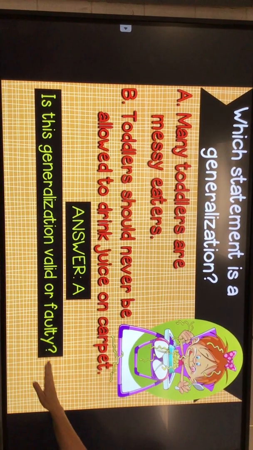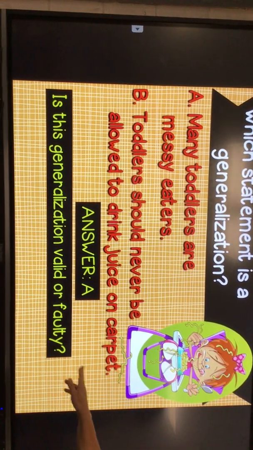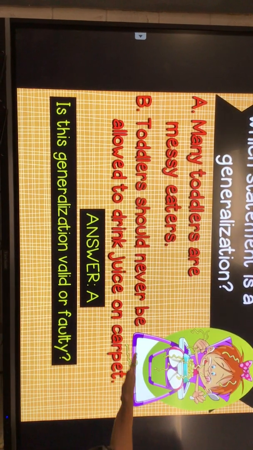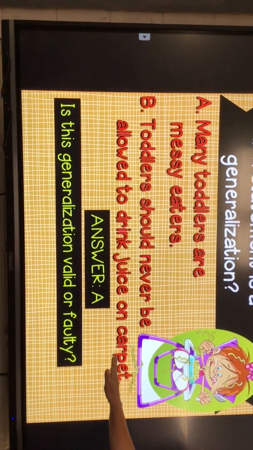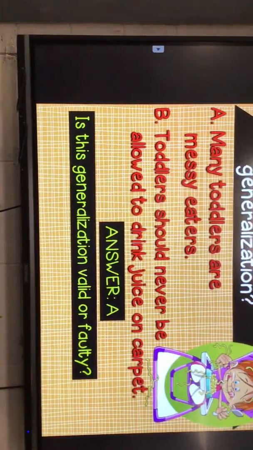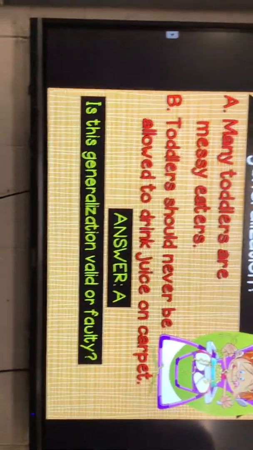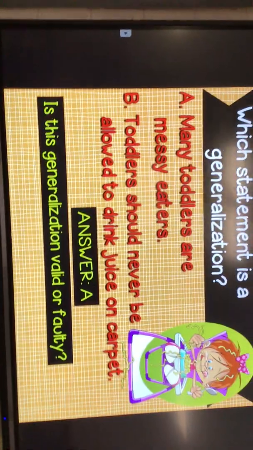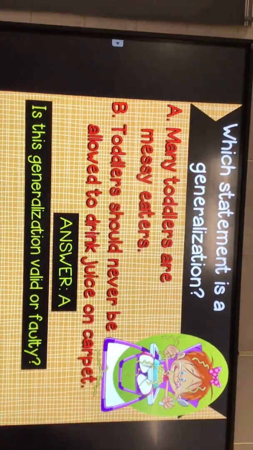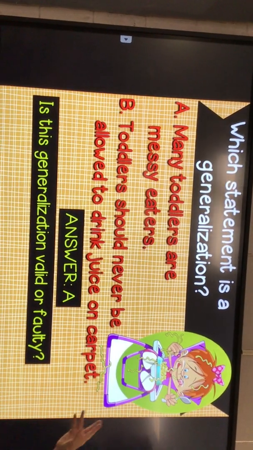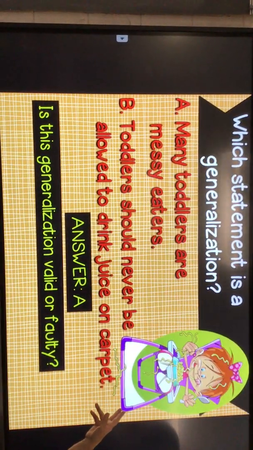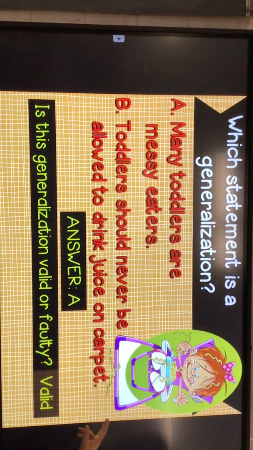Many. Okay, but remember, this one is an opinion. Even though it says never, I might not want a toddler to drink grape juice on top of my white carpet, but if they've got a sippy cup and it's somebody else's carpet, they may not care. But many toddlers are messy eaters is a generalization because it says many.